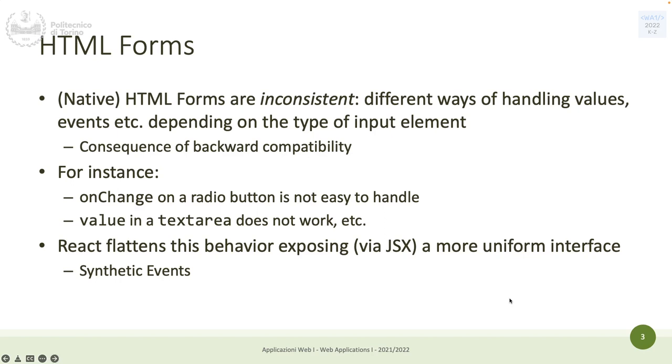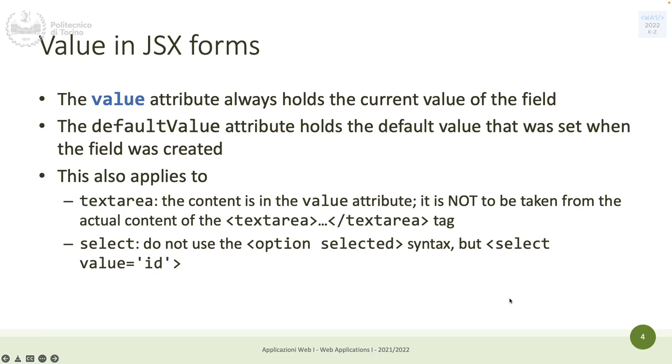But in React, as I told you, with synthetic events, they can abstract this behavior and put it in a more uniform way, exposing a uniform interface via JSX. So this happens with events like onClick, etc., but also in how the fields within a form behave. So the onChange on a radio button is as easy to handle as the value in a text area in React. And then it's React that does the work that is needed to map this abstract, uniform behavior to the current HTML elements that are behind.